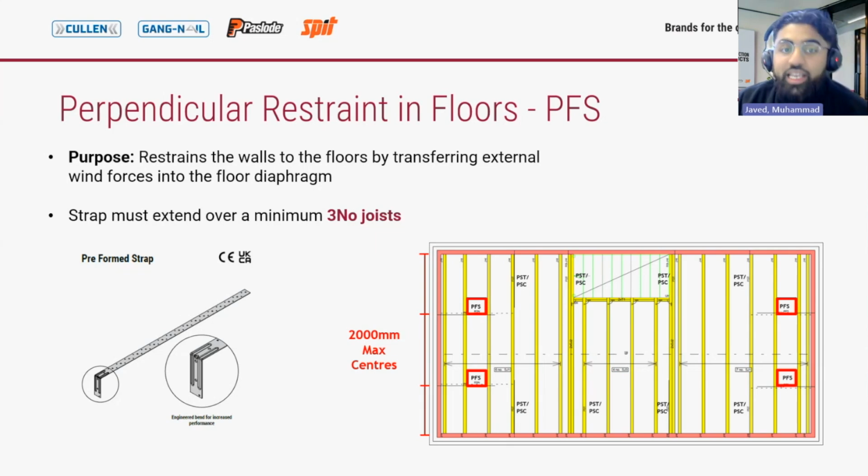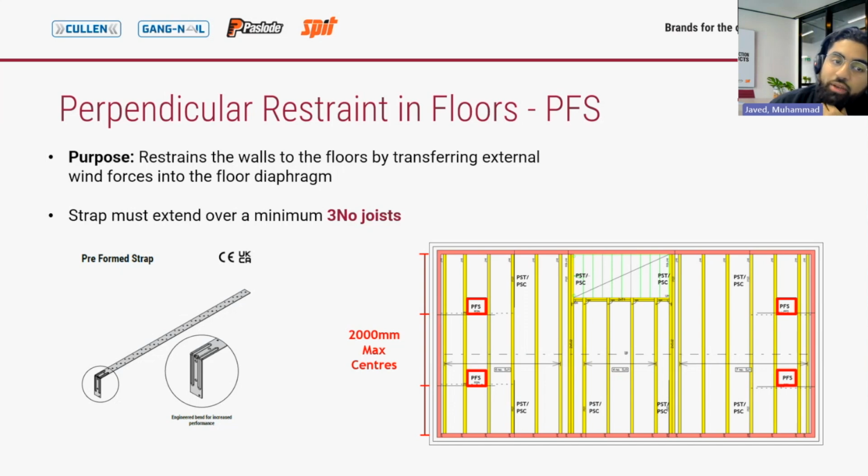So this is the same as the PS range, except the straps are installed perpendicular to the joist, hence the name perpendicular restraint. Our PFS is an engineered strap, which is thinner than traditional straps, but it still achieves that 8 kilonewton tensile capacity, which means it can be used instead of traditional thicker straps. The PFS also provides a single solution for multiple floor and roof applications.